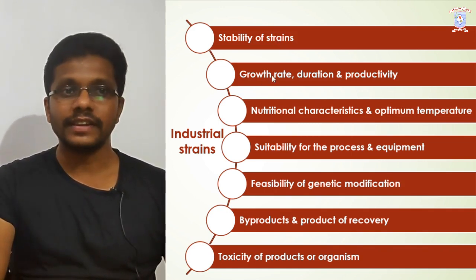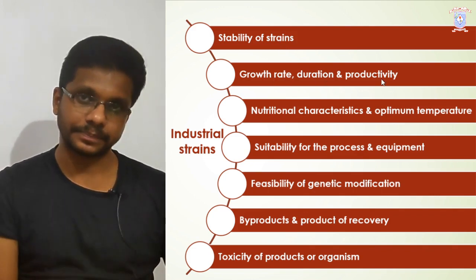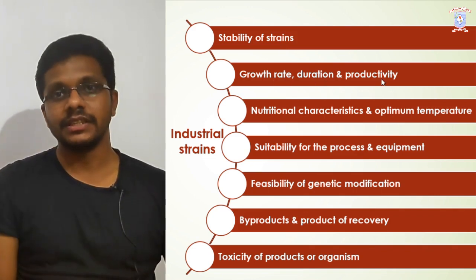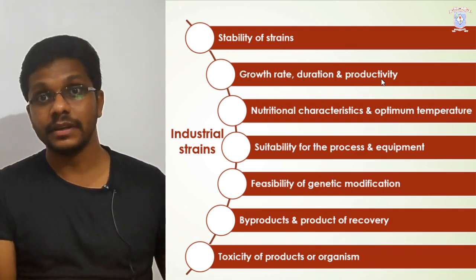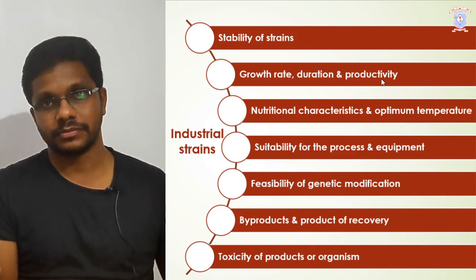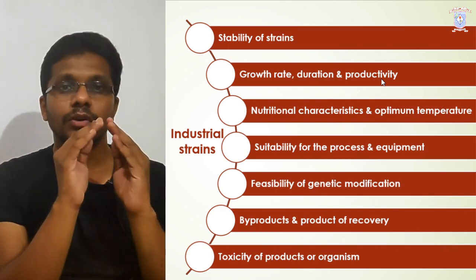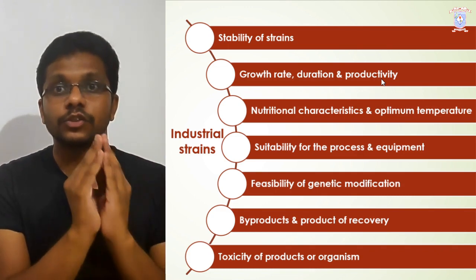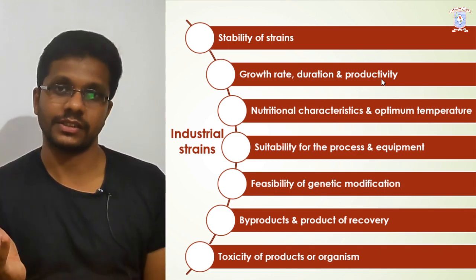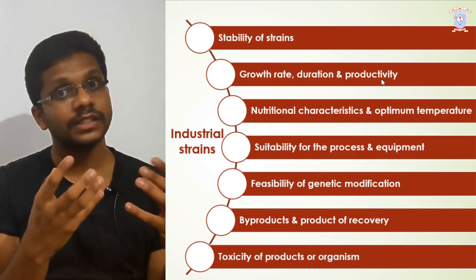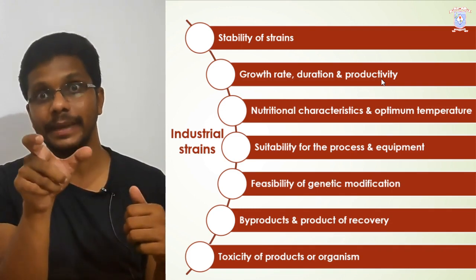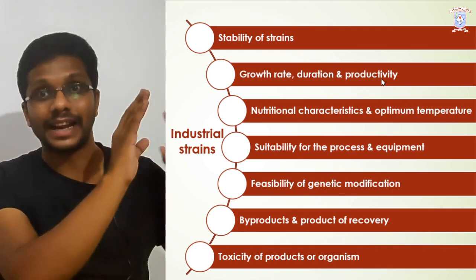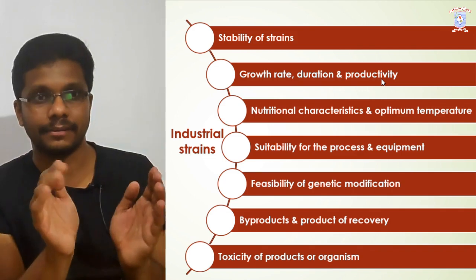Second thing is growth rate, duration, and productivity. In every industry, they will count time as money. If it requires more time, definitely it will cost more. So, for an industrial strain, the growth rate should be maximum. It should grow faster so that the product will be produced very quickly. Second thing, the duration of fermentation should be minimal. So, we need the maximum growth rate in minimum time.